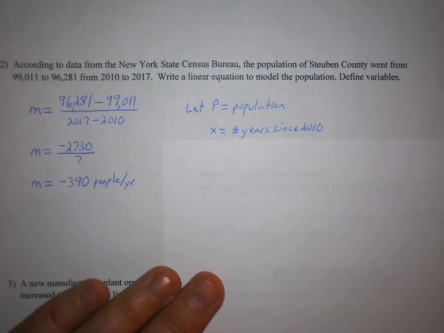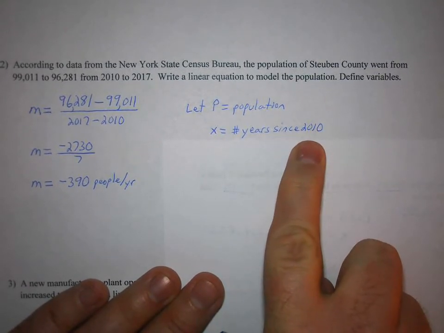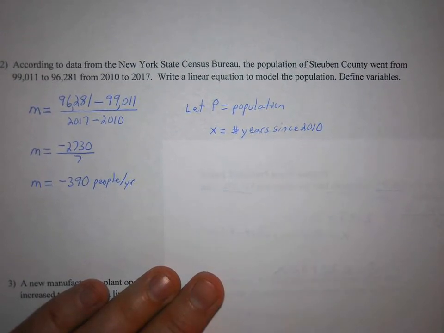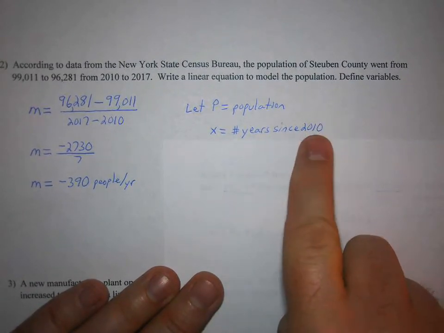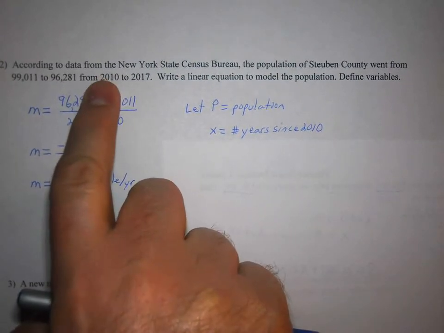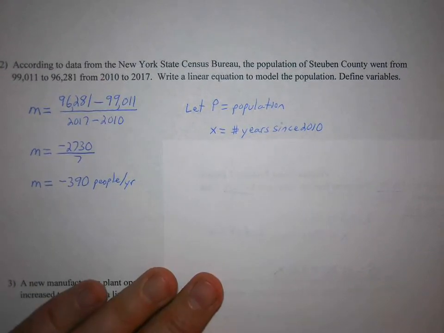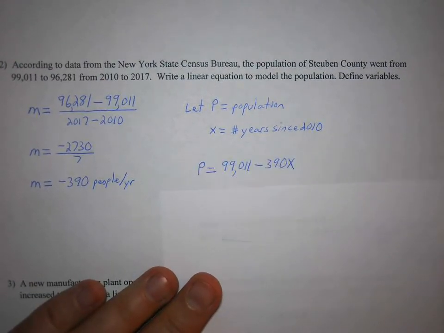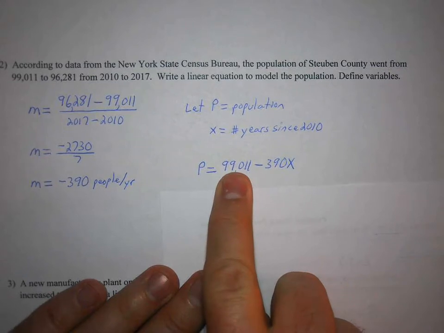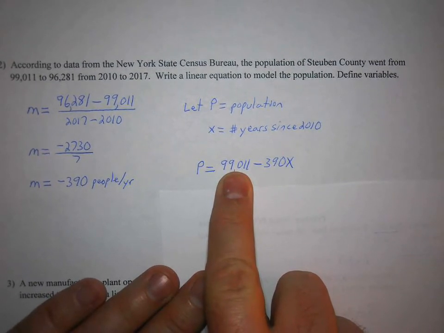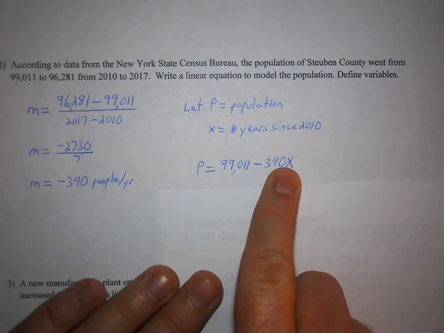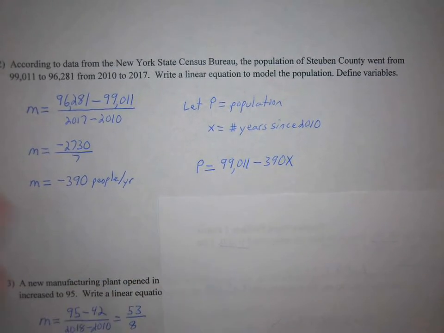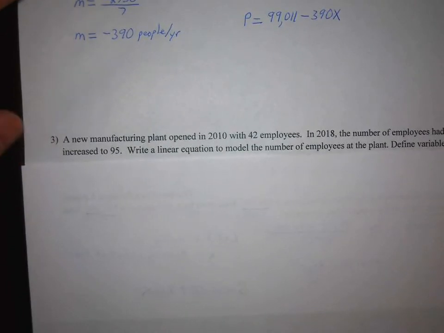If you said let X be the number of years since 2017, then you would have more work to do because you'd have to backtrack to 2010. So let X be the number of years since we started in 2010. It's our earlier year. Okay, so then your equation, you have everything you need. You have the starting population was 99,011 and then decreased by 390 every year. So there's your equation.